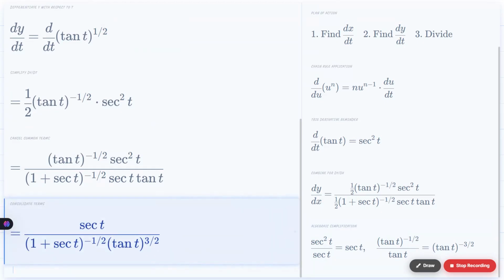We group all the remaining terms together. We do this to reach our final form. We have secant on top and 1 plus secant to the power of negative 1/2 times tangent to the power of 3/2 on the bottom.